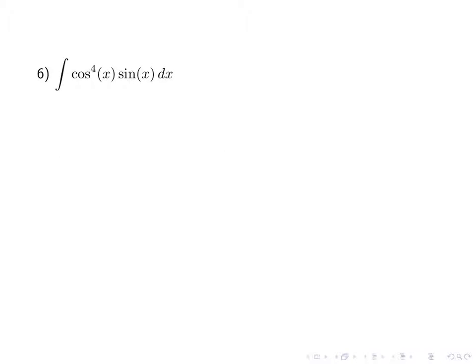So here's our last example. The integral of cosine to the 4th x sine x dx. What we have here is a function being raised to a power. It's cosine of x raised to the 4th. So again, we're going to let u equal that function. So u equals cosine x. We differentiate it, and we get du equals negative sine x dx.